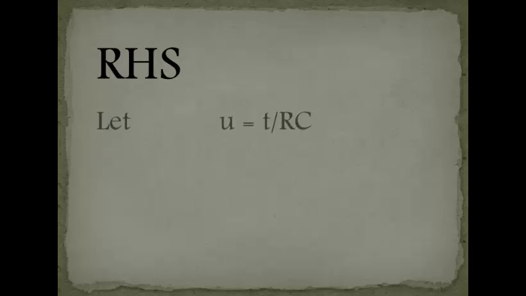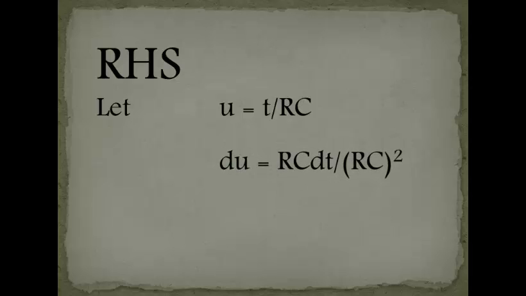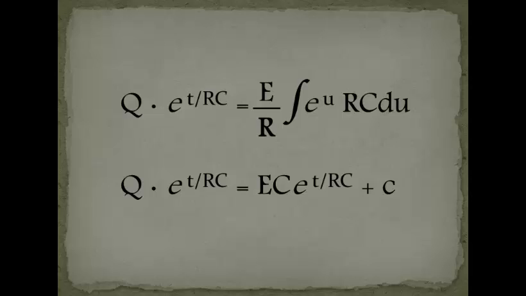Working on the right hand side, we let u equals t over RC and du is equal to RC dt over RC squared. So, dt is equal to RC du. From this equation, we obtain Q times e to the t over RC equals EC times e to the t over RC plus C.